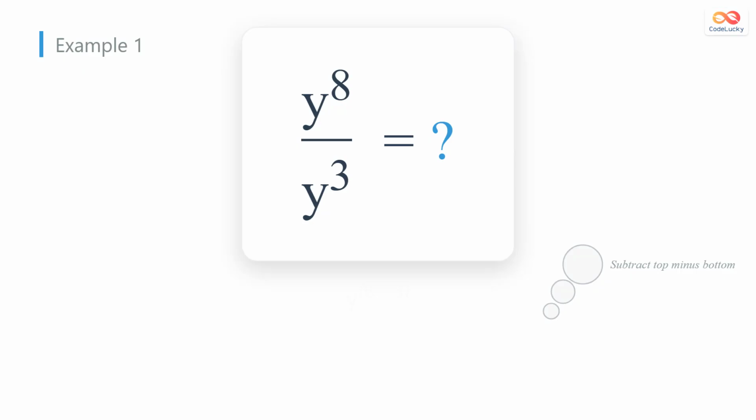Let us try a simple example. We have y to the power of 8 divided by y to the power of 3. Using our rule, we simply subtract 3 from 8. The result is y to the power of 5.